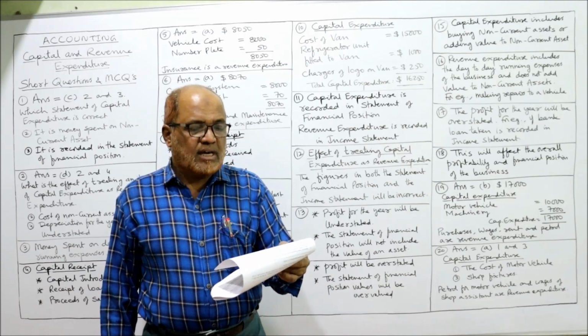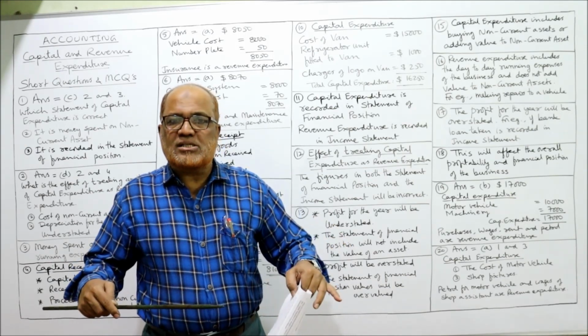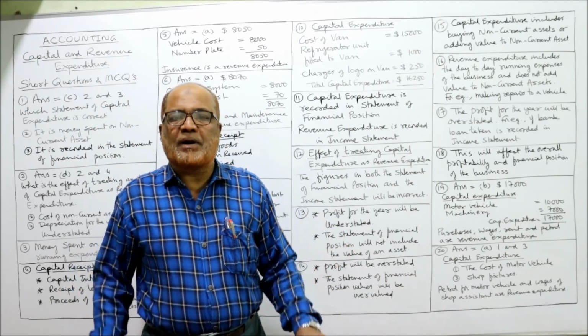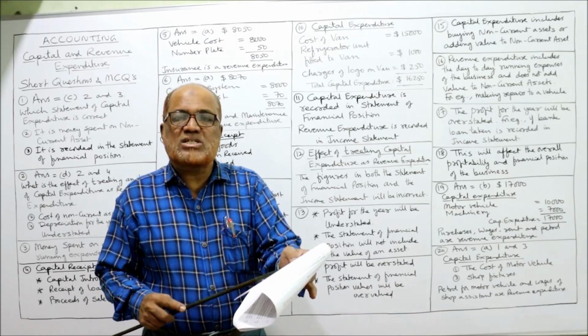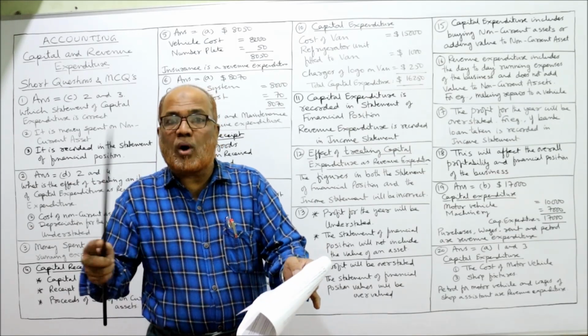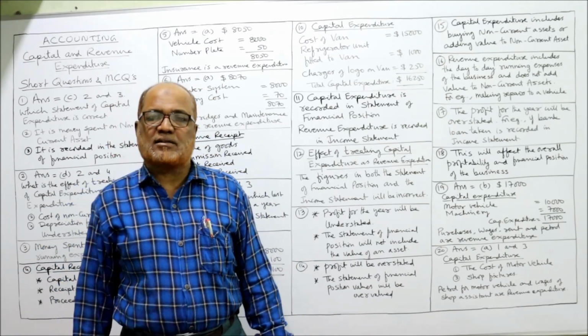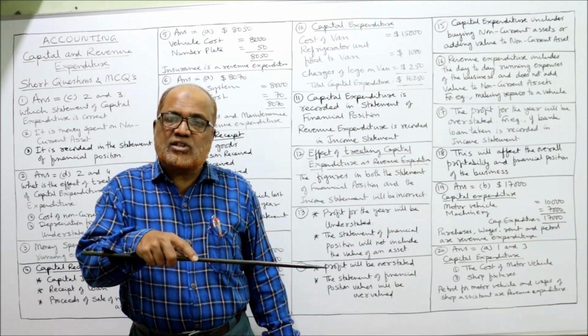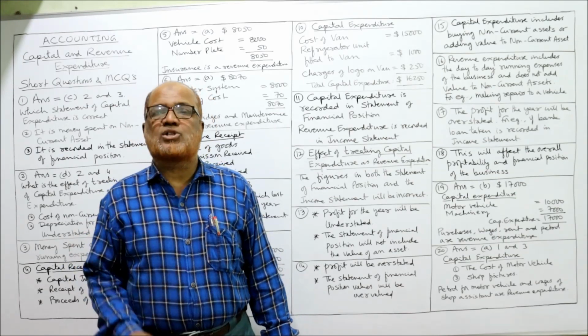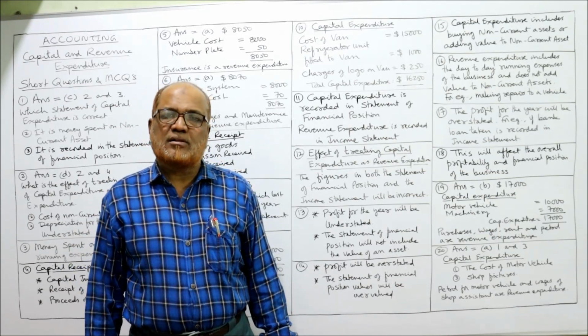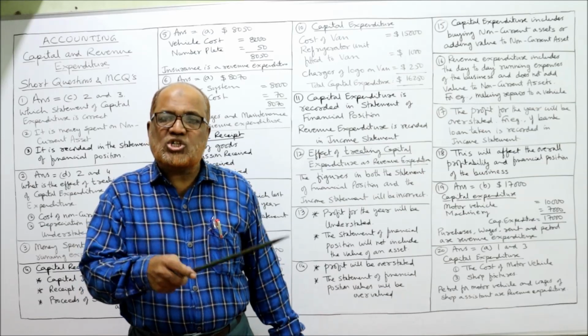Next one, a bookkeeper posts stationery to office equipment instead of the stationery account. What is the effect of this error? Stationery purchased. Stationery is a revenue expenditure, but by mistake he has charged this stationery to office equipment. Office equipment is a capital expenditure asset. So he treated a revenue expenditure as capital expenditure. Then what is the effect? We have not taken stationery.